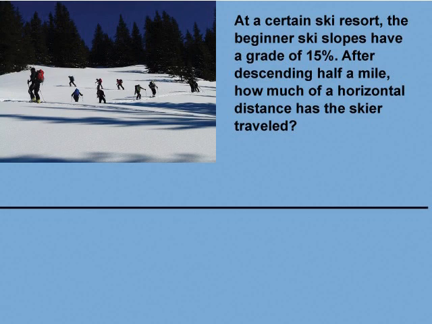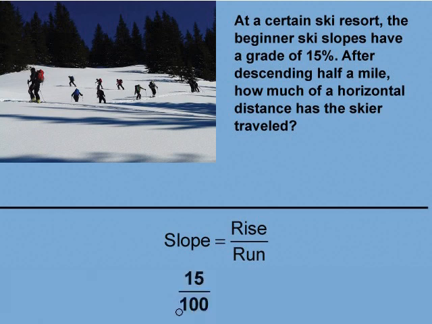At a certain ski resort, the beginner ski slopes have a grade of 15%. After descending half a mile, how much of a horizontal distance has the skier traveled? Grade is slope written as a percent, and slope is the rise over the run. A slope of 15% can be written as a ratio, 15 over 100. To find the horizontal distance after a vertical distance of 0.5, solve this proportion.